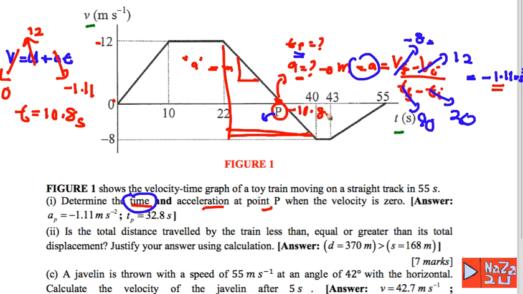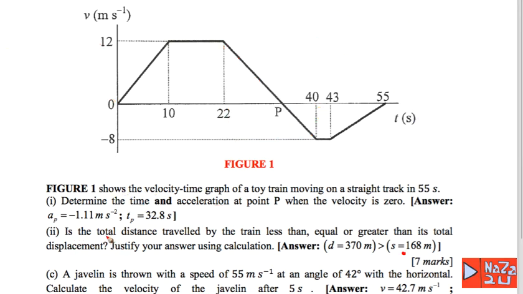So now the total time at P from the start of motion of the object, because we have 22 here, so 22 plus 10.8, right? So this is the time taken here, so we have 32.8 seconds, right? This is number one. Next question is number two.